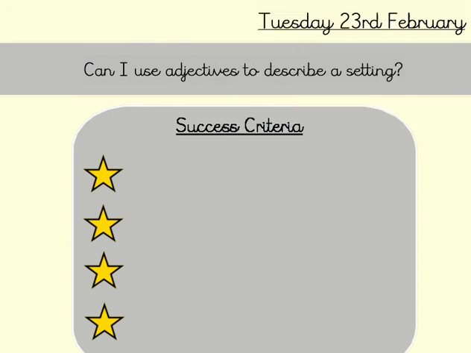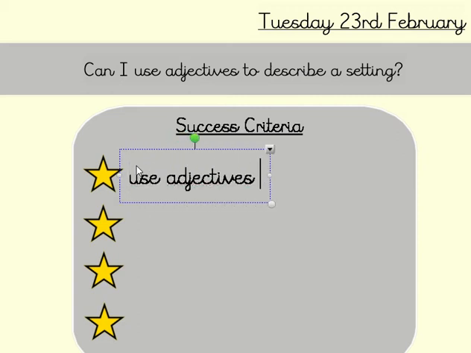So I'm going to add that to our success criteria now, so that we can build it up as we go along our learning journey, so we remember to include those when we come to write. So I'm going to write in here, use adjectives to describe, because we're getting really good at that and thinking of some wonderful description so the reader gets a really clear picture in their head of what is going on in the story.